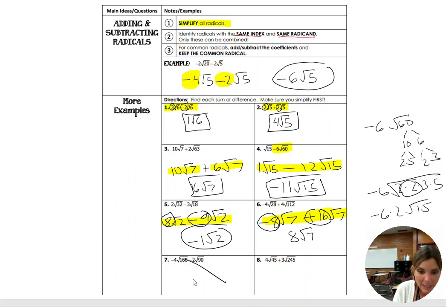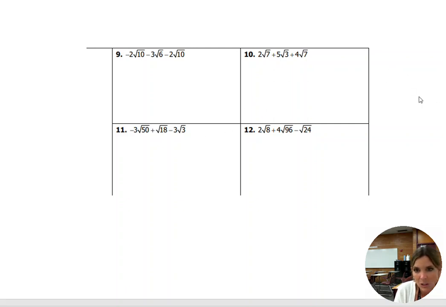Okay, we're going to go ahead and skip 7 and 8, so just go ahead and cross those off. And we're going to move to 9, 10, 11, and 12. Now the only thing that is different about these ones is there are 3 different radicals, okay? So when you combine like radicals, remember the way that you know if they can combine or not is if they have the same index and the same radicand. So we can see that these two are like radicals because they both have a square root of 10, okay? And then this one right here, this negative 3 root 6, it is not a like radical with the others.